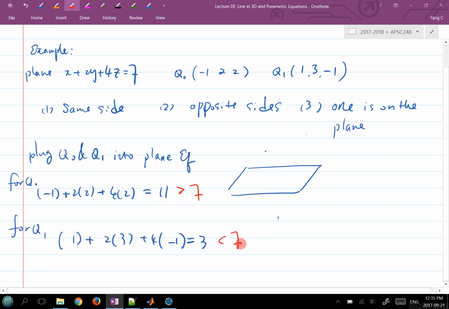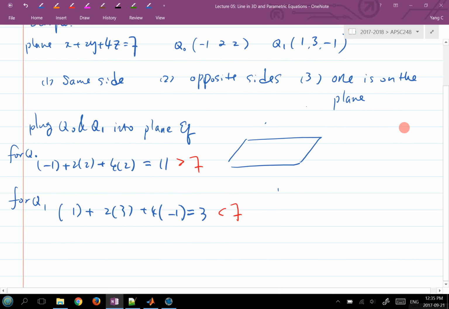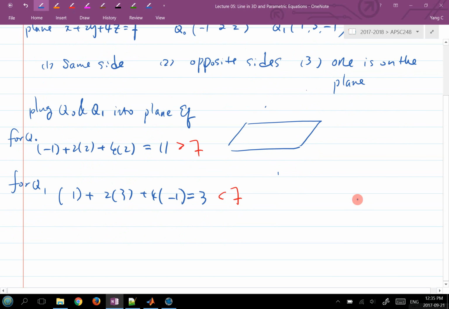And this brings up the question: what is the relative relationship between Q0, Q1, and the plane? When you plug one into the left side, you get a number greater than 7, and for the other, a number less than 7. This is very much like in 2D, if you recall, where we have y equals kx plus b, that type of equation. That's a straight line equation in 2D.